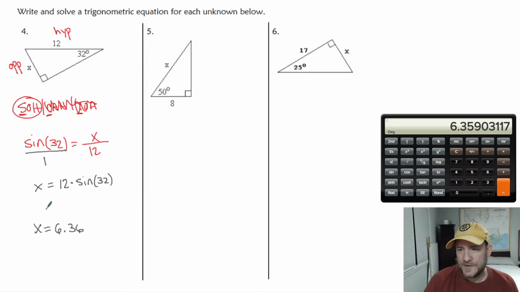But there is one last option, of course. And that last option is those people that don't even have a scientific calculator at all. They just have a basic 4-function calculator. Well, those people are going to have to use their trig table.